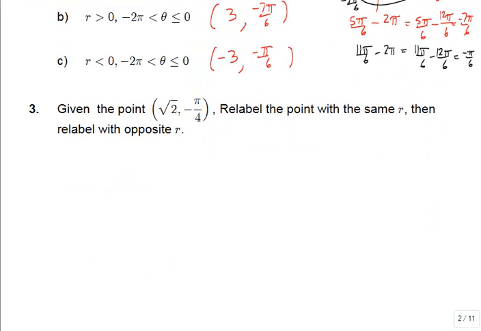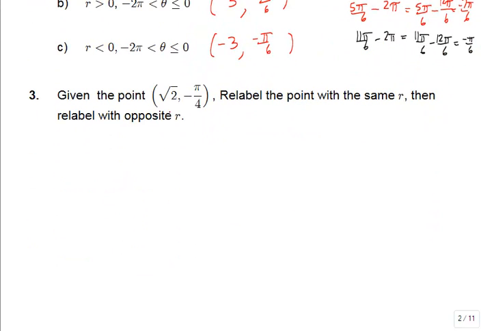Okay? So let's take a look at this point, square root of 2, comma, -pi over 4. We want to relabel the point with the same r, and then relabel the point with the opposite r. So in other words, I want two answers here. I want an equivalent point with the same r, so square root of 2, and I want an equivalent point but with a negative r, so negative square root of 2.